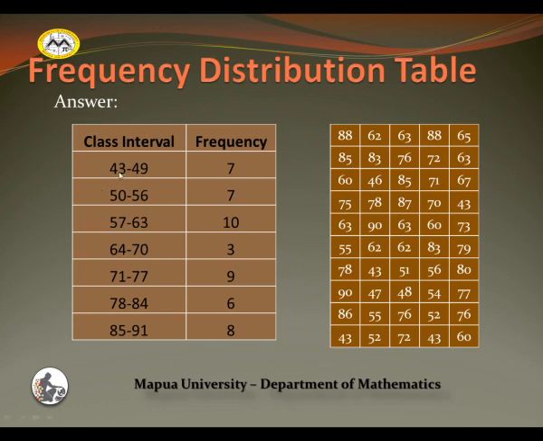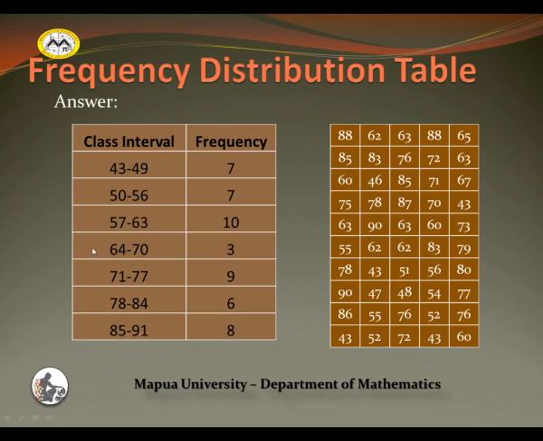For example, 43 plus 6 is 49. Then you can proceed to the next class interval, which is 50, and plus 6 is 56. Then 57 plus 6 is 63, and so on.